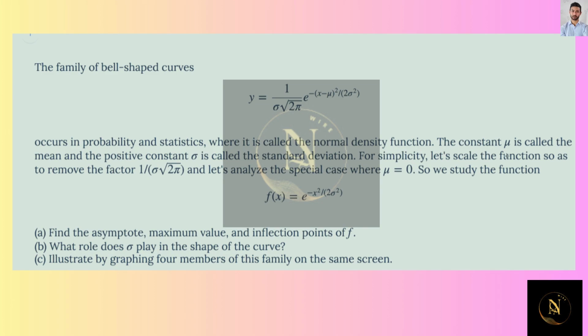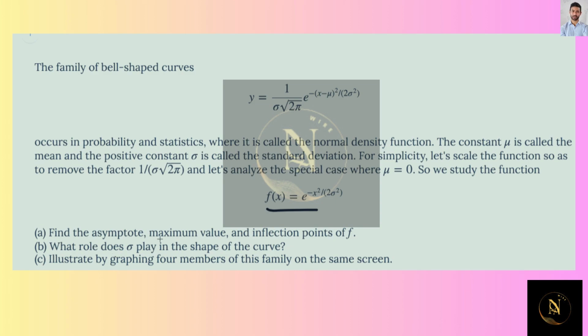We're told the family of bell-shaped curves are described by this function, called the normal density function. There are two constants: mu, which describes the mean, and sigma, which tells us the standard deviation. We're going to look at the case where mu is equal to 0, giving us this simpler function.